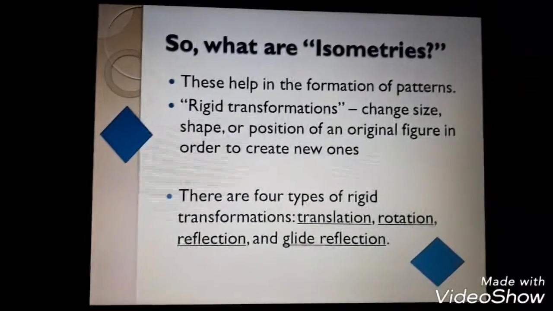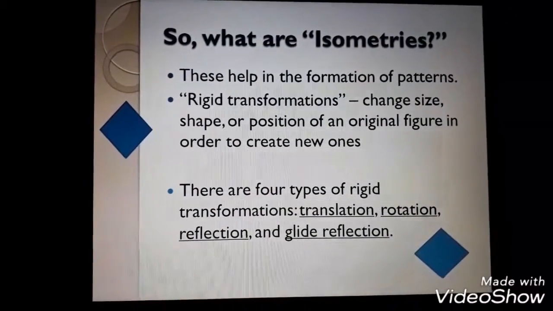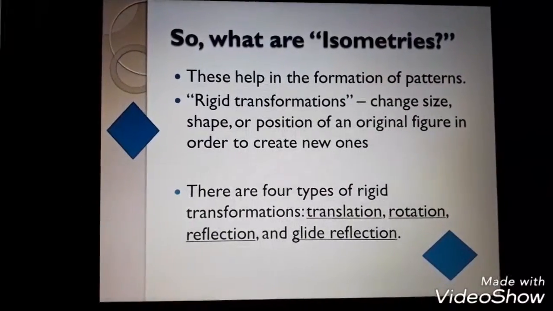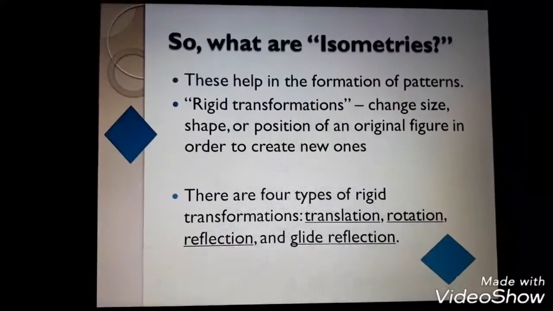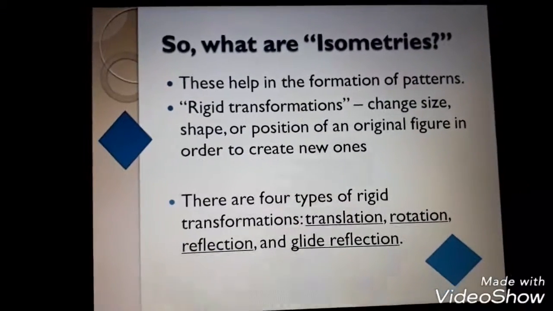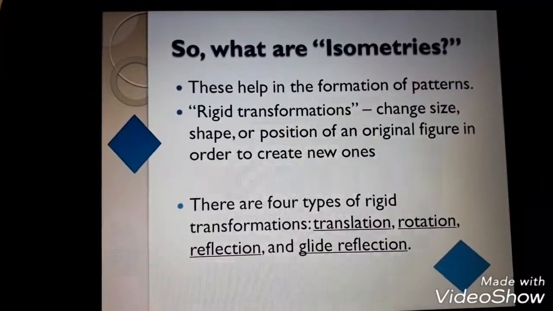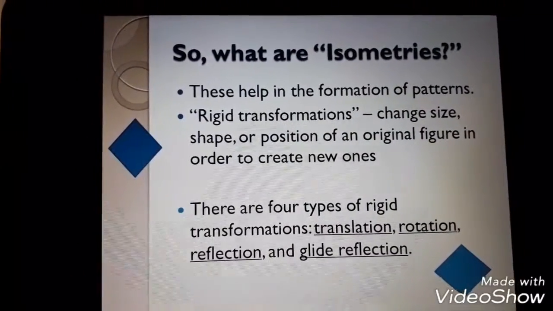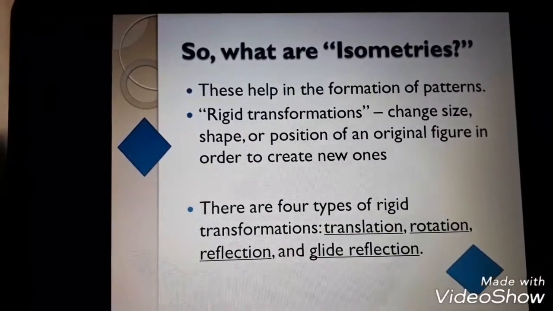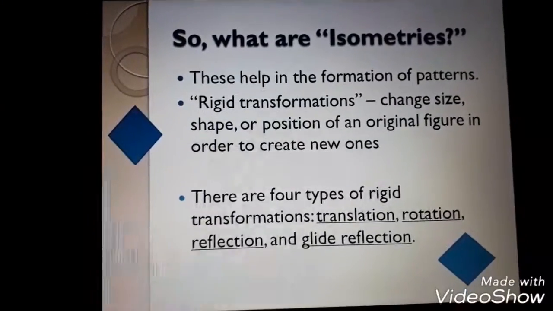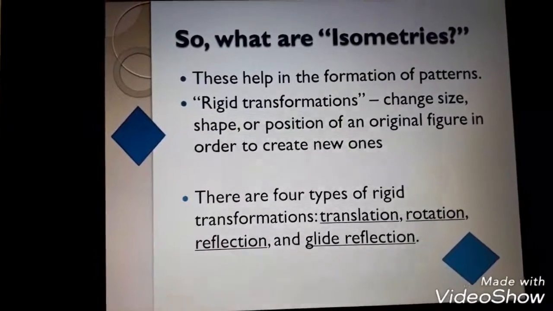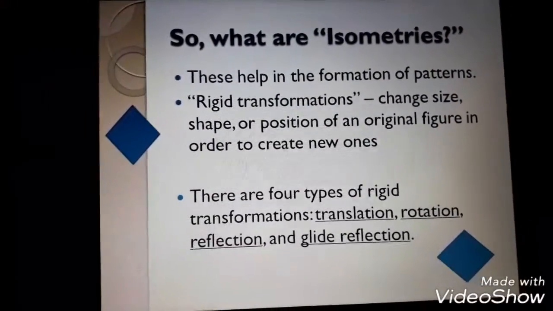Now that you have an idea of how patterns look, let's look into isometries and how they're related to patterns. So what are isometries? These are what help in the formation of patterns, otherwise known as rigid transformations, in which the size or shape or position of the original figure is changed in order to create new figures. There are four types of rigid transformations, namely translation, rotation, reflection, and glide reflection.